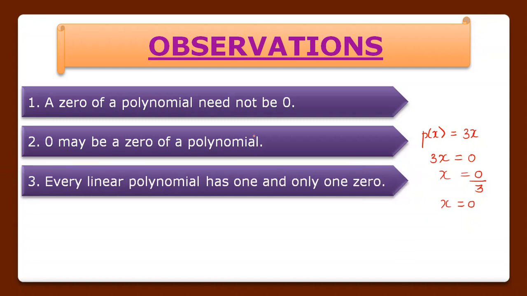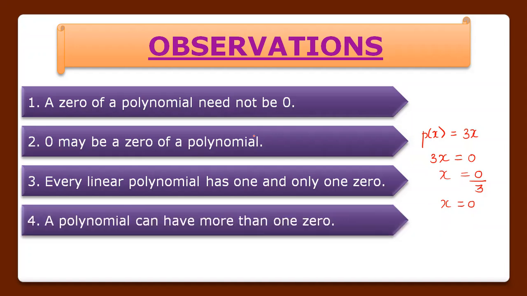The third point is every linear polynomial has one and only one 0. Whenever we have a linear polynomial, it definitely has only one 0, not more than that. A polynomial can have more than one 0. There are other types of polynomials too. It can have more than one zero, but a linear polynomial would always have one and only one zero. So these are the observations which we have concluded. If you have any doubt in any of the concepts, you can comment in the comment section. These concepts will be very useful for your exercise 2.2.